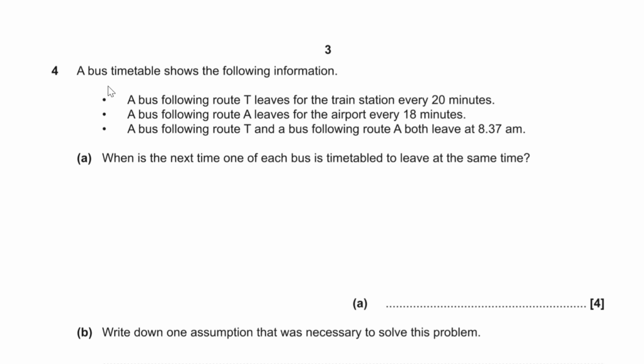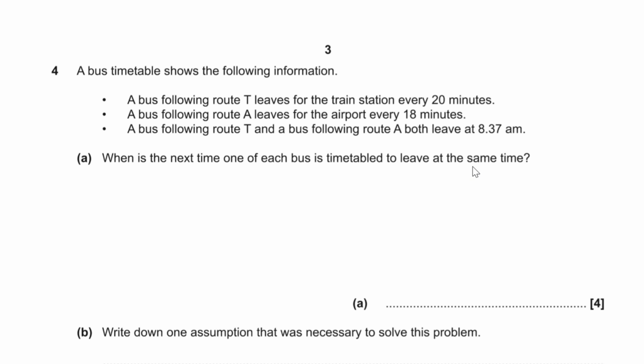Question number 4. A bus timetable shows the following information. A bus following route T leaves for the train station every 20 minutes. A bus following route A leaves the airport every 18 minutes. A bus following route T and a bus following route A both leave at 8:37 a.m. When is the next time one of each bus is timetabled to leave at the same time?